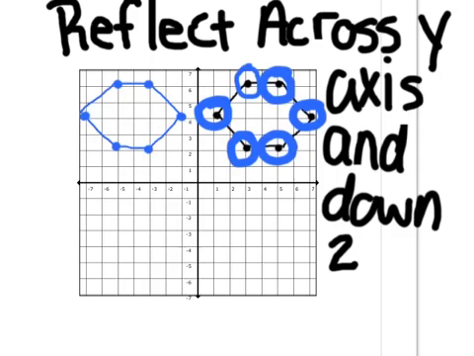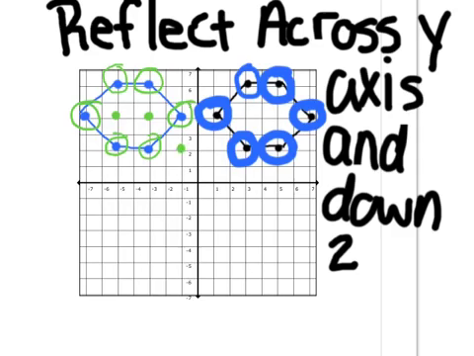Okay, now we want to move down 2. This point and all of these points will move down on the y-axis 2 points. So the first point is at negative 5, 6, so it will become negative 5, 4. The next point that's at negative 3, 6 will become negative 3, 4. The point at negative 1, 4 will become negative 1, 2.